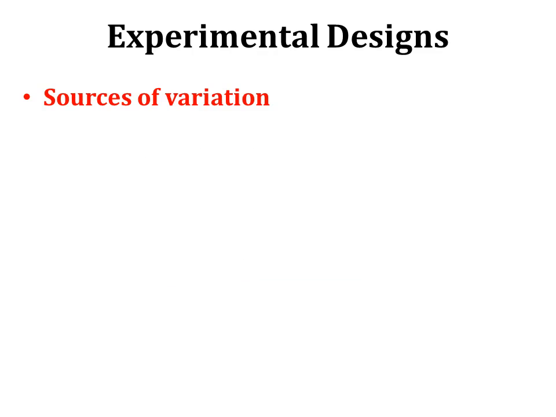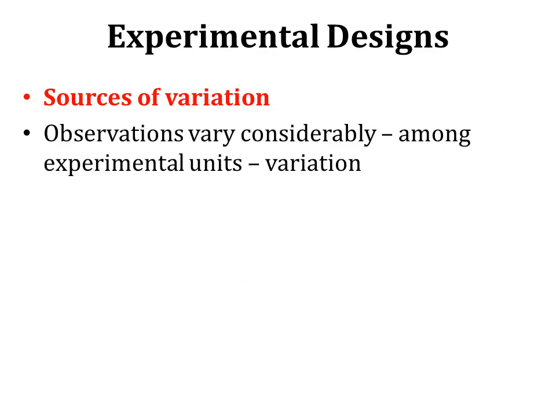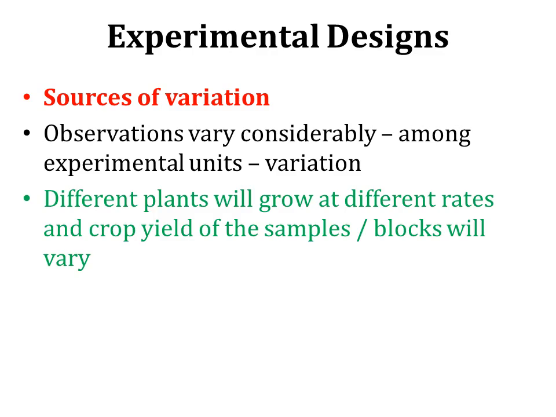Now the sources of variation. The observations vary considerably among different experimental units, and this is known as variation, right? So the different experimental units are going to give us different observations. So there is going to be a variation in the response in different experimental units.